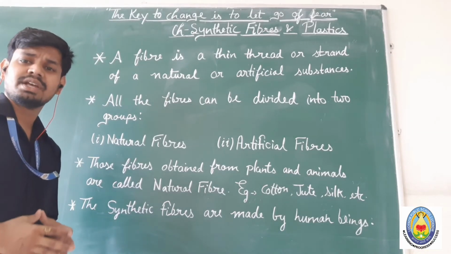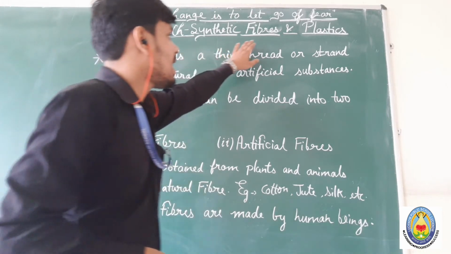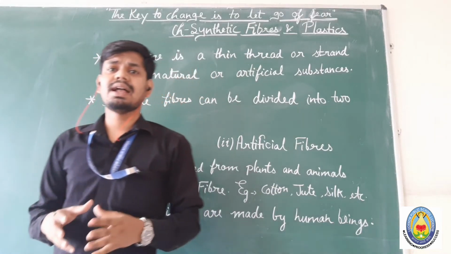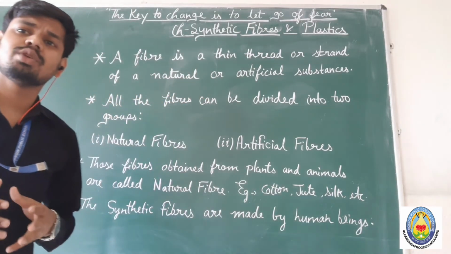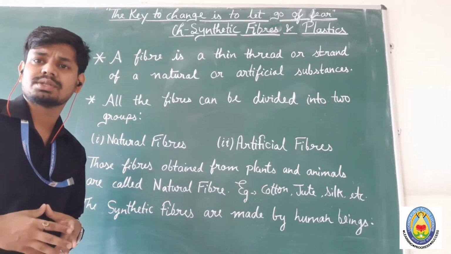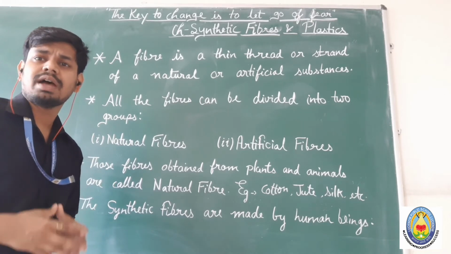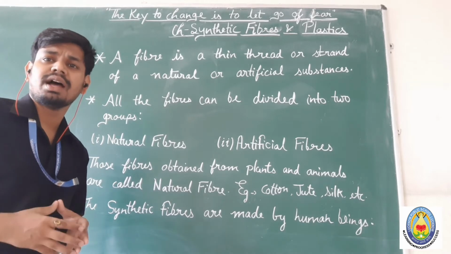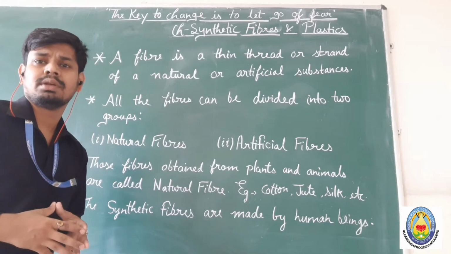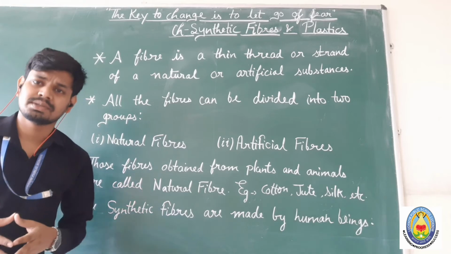We are going to discuss a chapter from class 8 NCERT book, that is synthetic fibers and plastics. We have learned that the fibers obtained from plants and animals are known as natural fibers. Cotton and jute are obtained from plants, while wool and silk are obtained from animals. These fibers are spun into yarns, and the yarns are then woven and knitted into fabrics. The fabrics are made into clothes and various other articles.